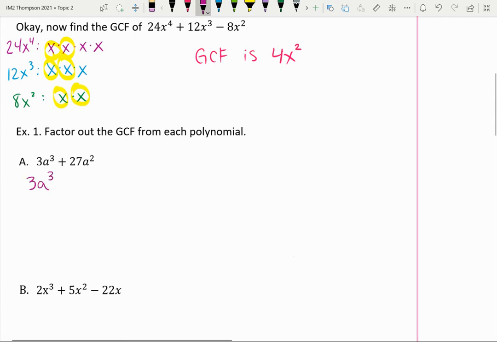Now this time I'm going to do the numbers and the variables all at the same time. I'm not going to break it up into different lists. I only have 2 terms this time. What are all the numbers that go into 3 evenly? Oh, yeah, 3's prime, so that's not a very long list. And then a cubed we know is a times a times a.